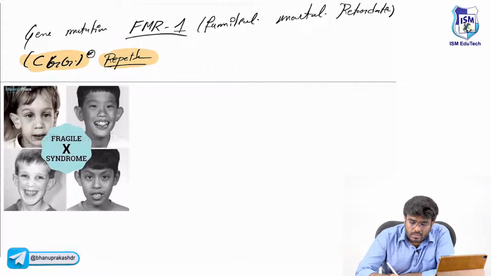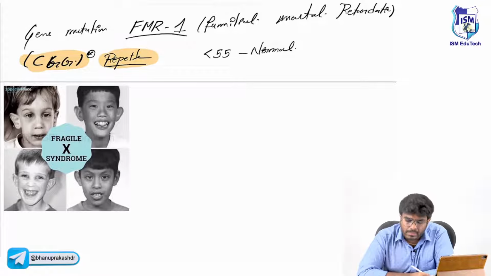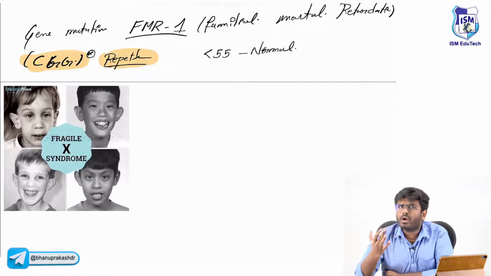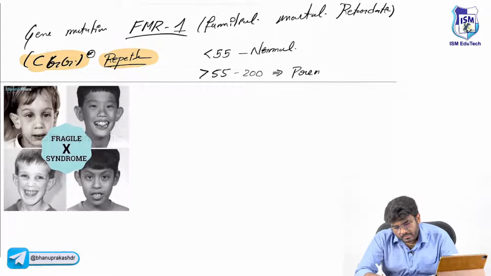Look, in you and me, in most of us, CGG repeats less than 55 is considered as normal. Some books mention less than 45 is normal, but less than 55 repeats. If we have 55 repeats, that's okay. In you and me, we have the same repeats, CGG repeats up to 55. That's okay. Now, more than 55 to 200, that's considered as a premutation.